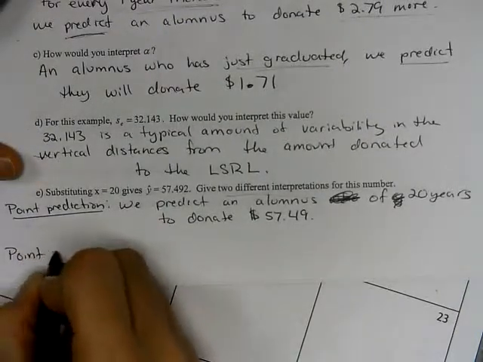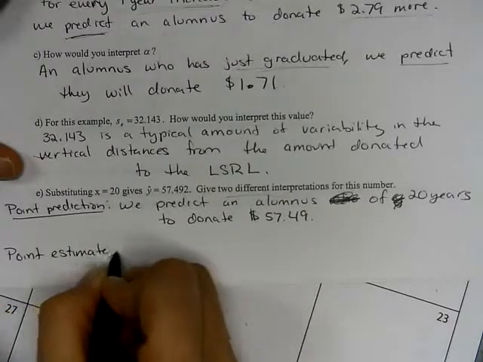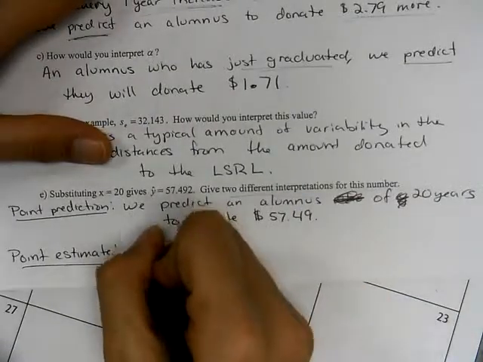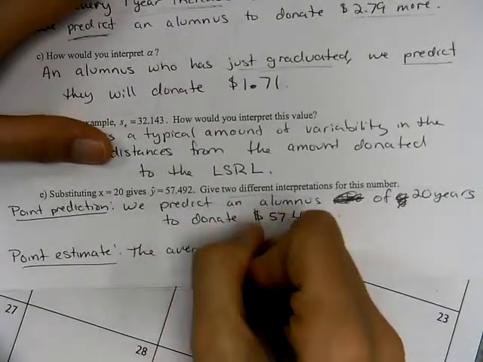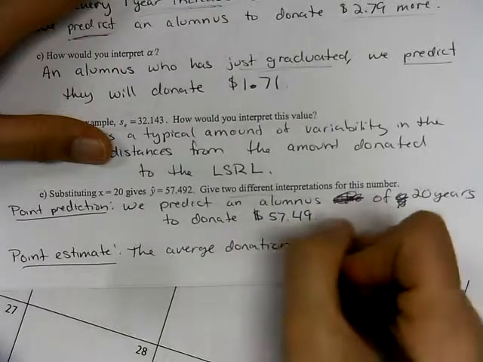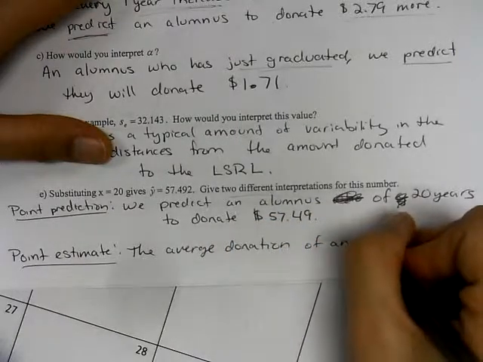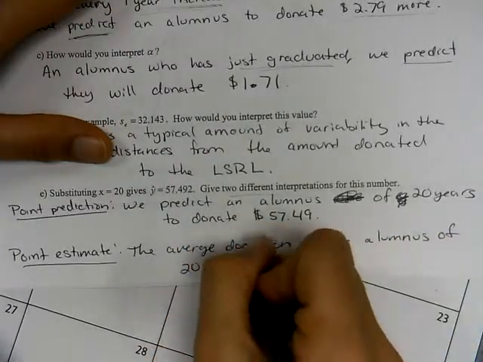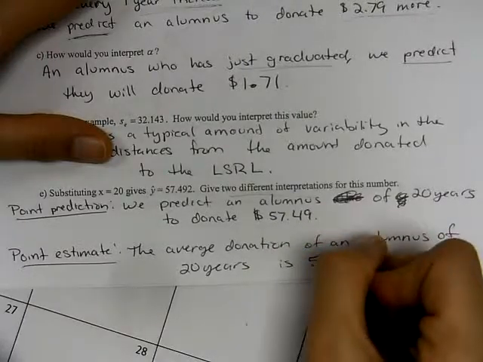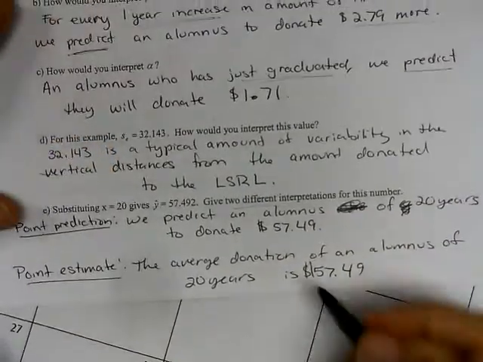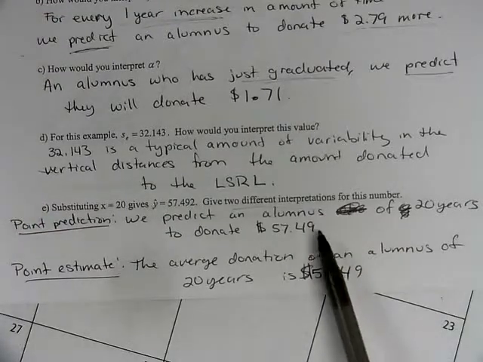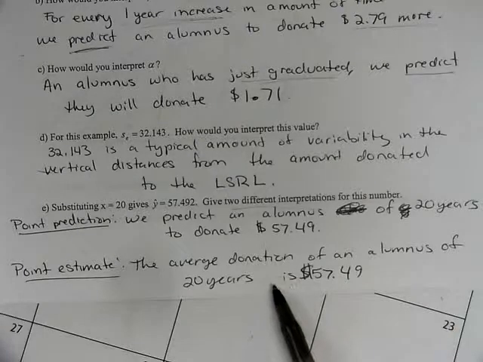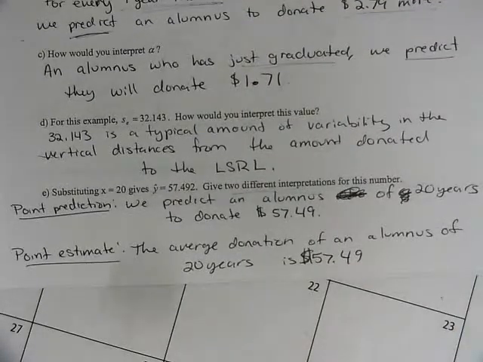Your point estimate, you're estimating for the mean. So the average donation of an alumnus of 20 years is $57.49. So like this is based on if you only had one line. This would be based on if you had different samples of different lines all put together. Okay? So question.